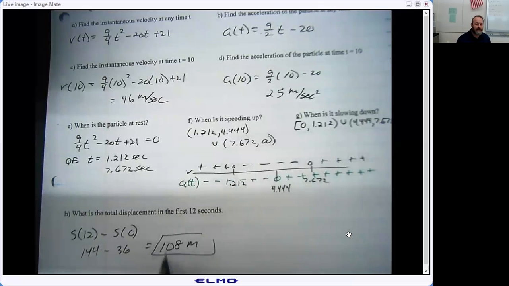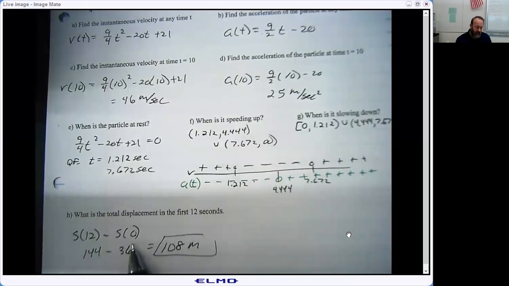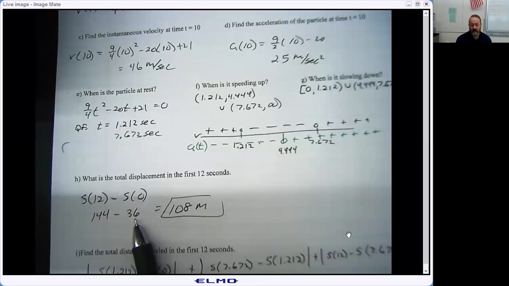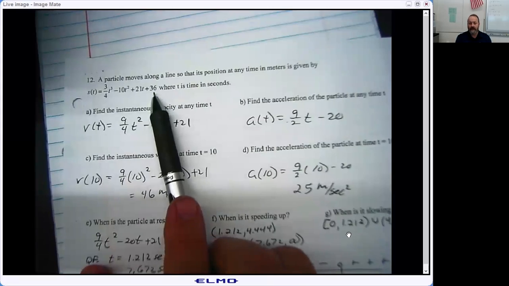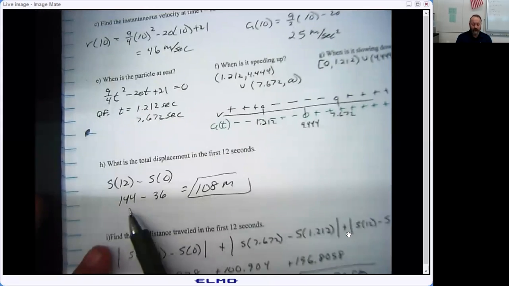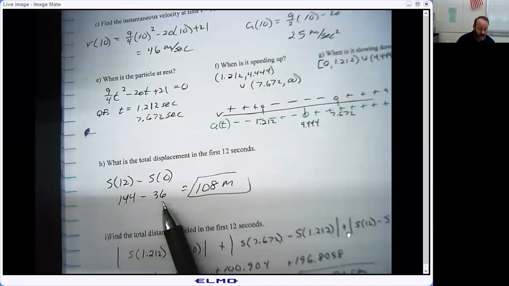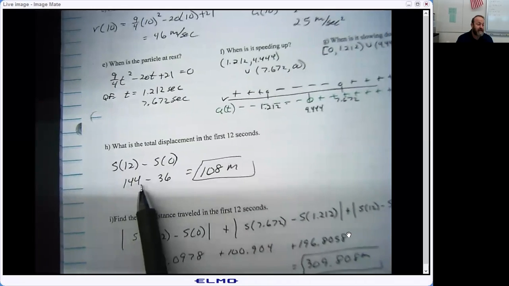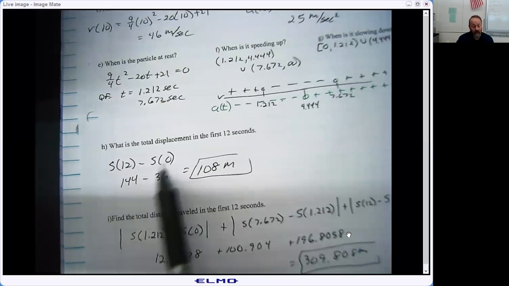Total displacement is a joke. It's literally where you are at the end minus where you were at the beginning. A lot of people forget this 36 piece, but this problem didn't start out at the origin. It actually already started out 36 units to the right of the origin. So if it landed at 144, it was already 36 units over. So S of 12 minus S of 0. Again, I just use Y1 of 12 and Y1 of 0.